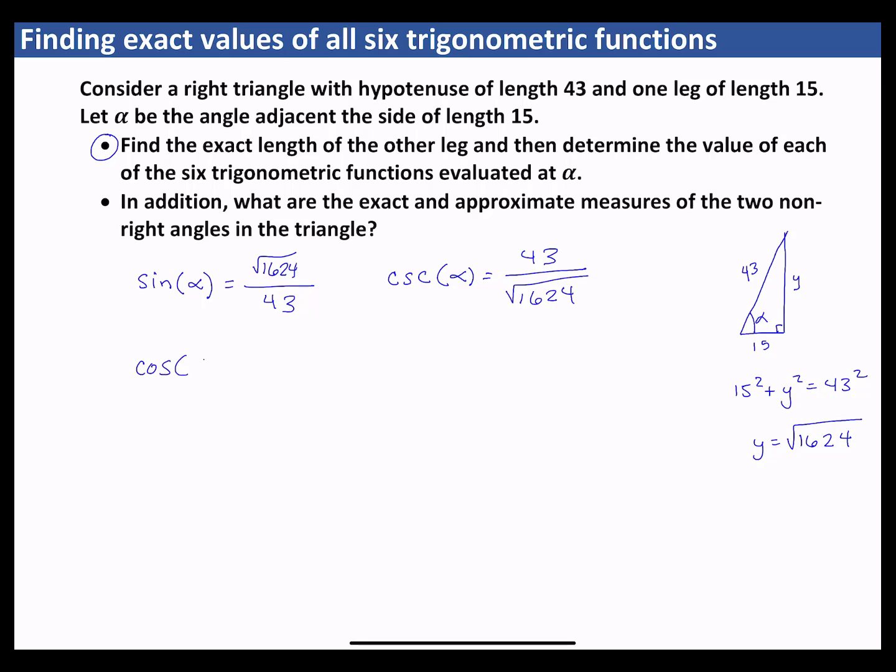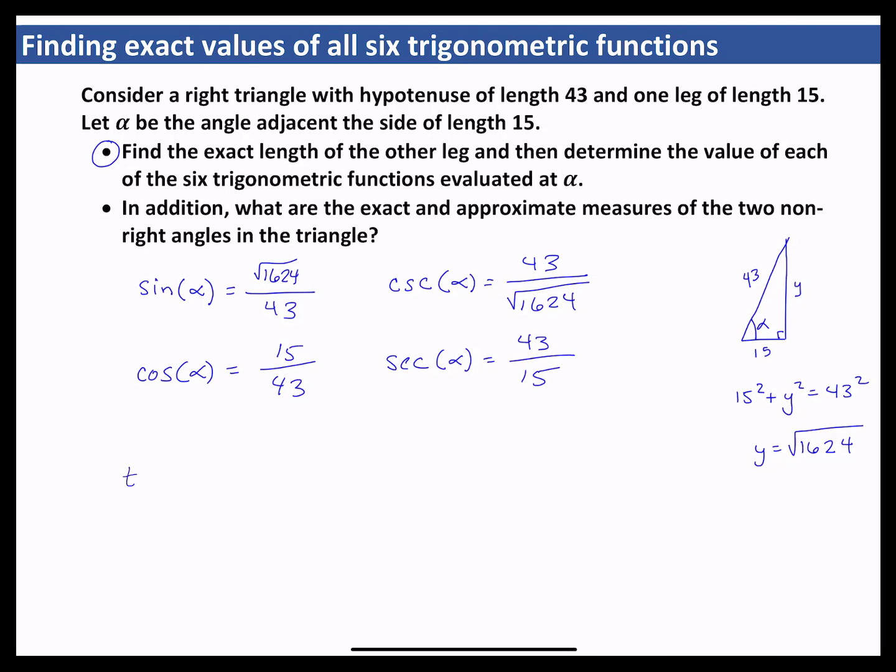Next, we could look at the cosine. The cosine of alpha will be the adjacent side, 15, divided by the hypotenuse, 43. And then the secant of alpha is defined to be the reciprocal of cosine. So we'll have the hypotenuse divided by the adjacent leg.